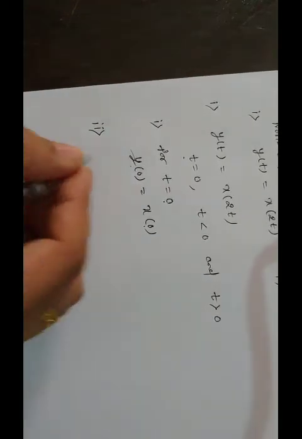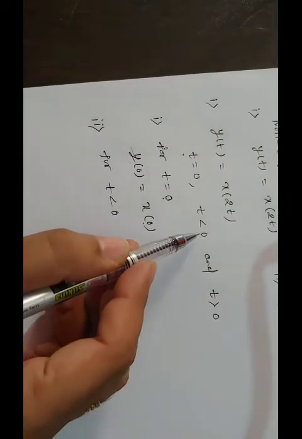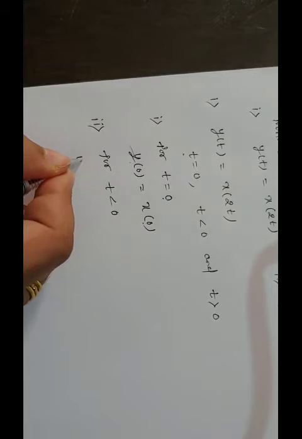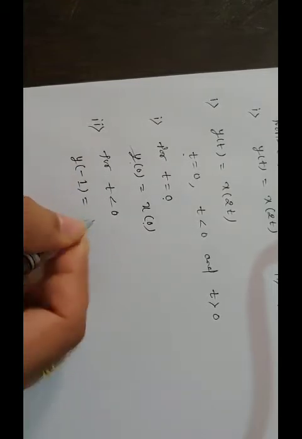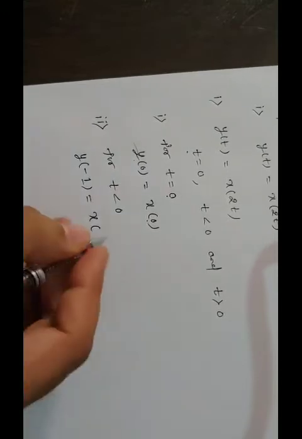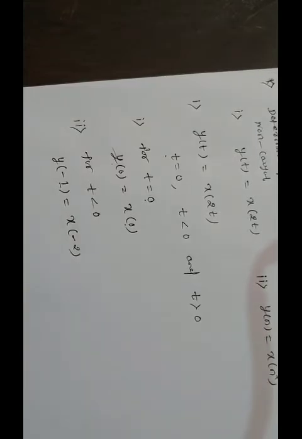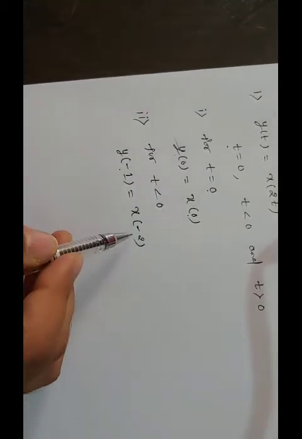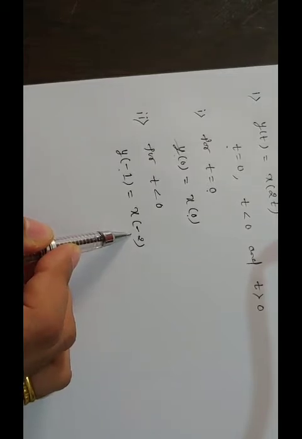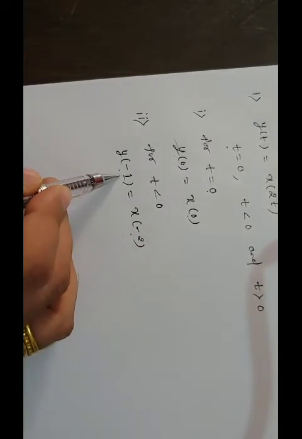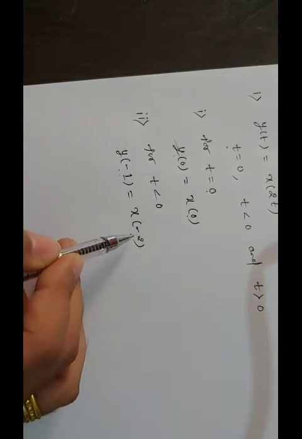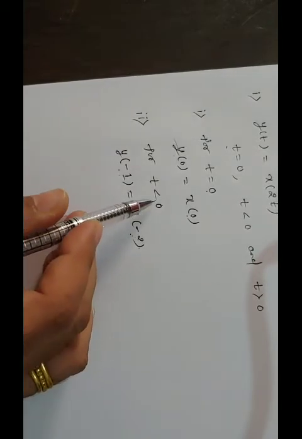The second case I will consider is when t is less than 0. Let us say t equal to minus 1. Then y of minus 1 equals x of 2 into minus 1, that is x of minus 2. So the output depends on the past values. X of minus 2 is the past value, y of minus 1 is the present value. If it is x of minus 1, we call it a present value. Here, by putting t less than 0, it depends on the past values.